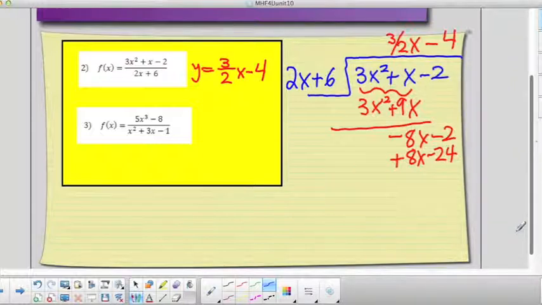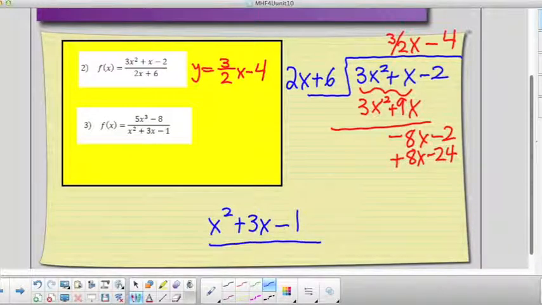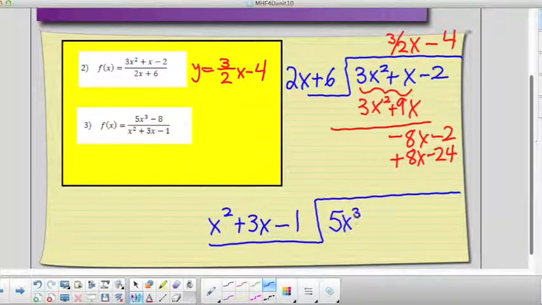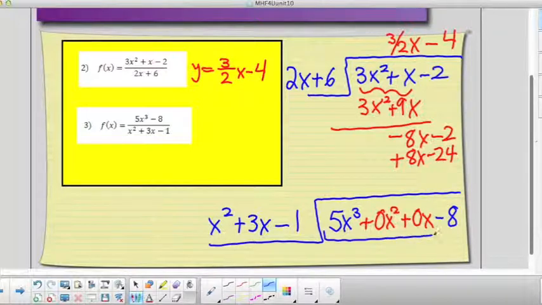Okay? So x squared plus 3x minus 1. And now this is a little bit tricky, 5x cubed minus 8. So notice 5x cubed, but I don't have a term for x squared, so I'm going to say 0x squared plus 0x minus 8. This is the best way to really work with this type of equation. So this time I'm going to be focusing on the first three. x squared can go into basically 5x cubed 5x times.